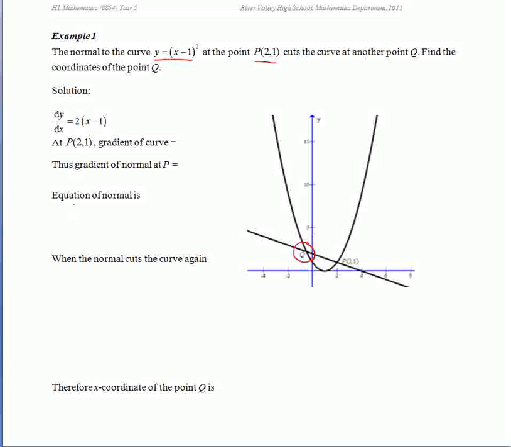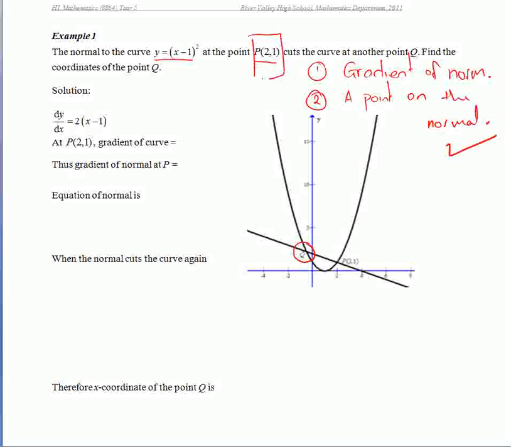So to find the equation of the normal, we need two things. First, we need to know the gradient of the normal. And secondly, we need to know a point on the normal. Well, the second one we've got already actually. Why? Because we know it's the normal at this point here, so we know (2, 1) lies on this normal. Now all we need to do is find the gradient of the normal.